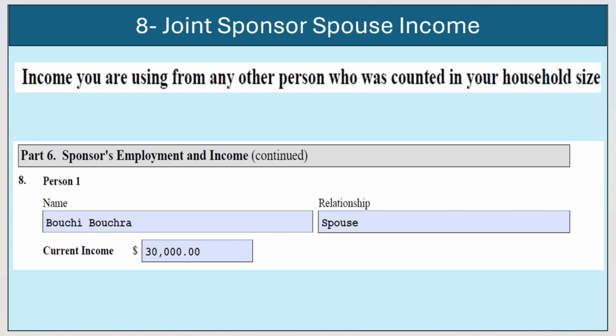Now, number 8, joint sponsor's spouse income. In Form I-864A, the joint sponsor must include the spouse's income. Under Person 1, item A, you give the full name of the spouse, then the relationship, and then the current income of the spouse.